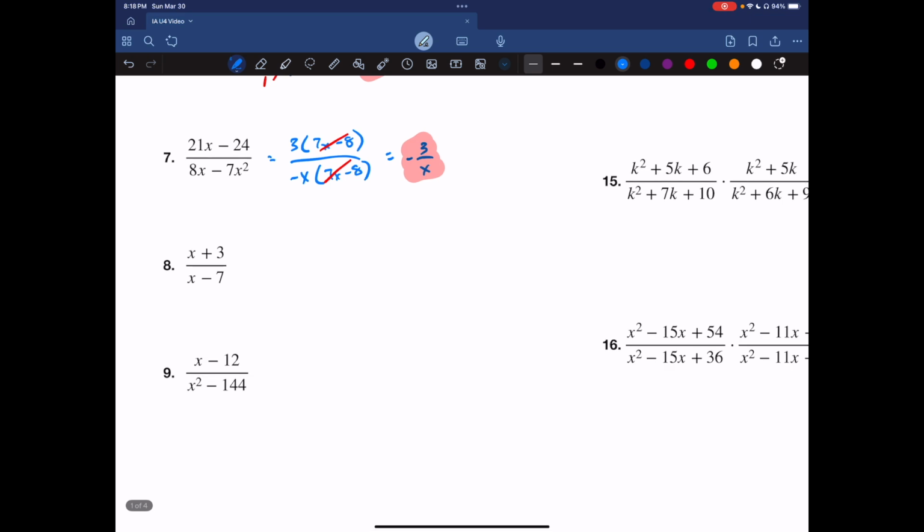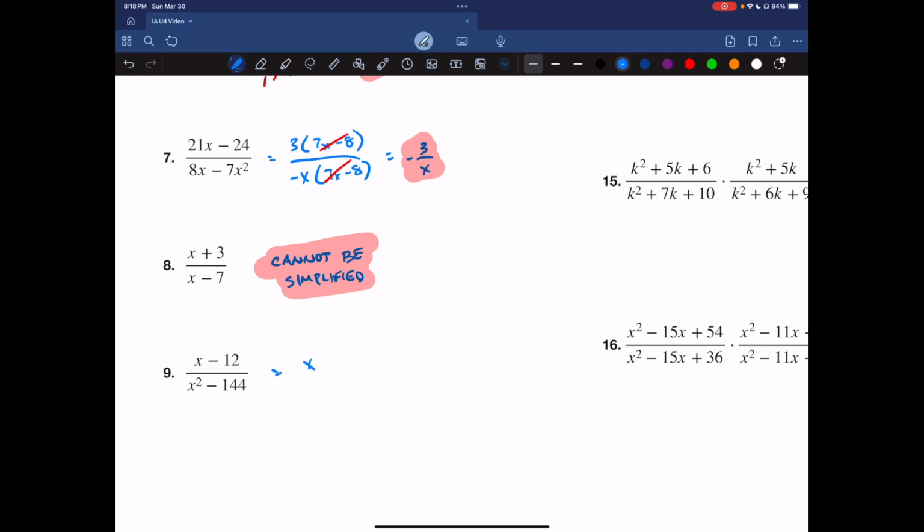x plus 3, x minus 7. There's no GCF I can take out. There's nothing I can factor. And they definitely don't cancel out with each other. So this is an example of it's already simplified, so it cannot be simplified. In fact, if you remember your instructions right before number 5, it says simplify if possible. And this one, it's not possible to simplify. So cannot be simplified.